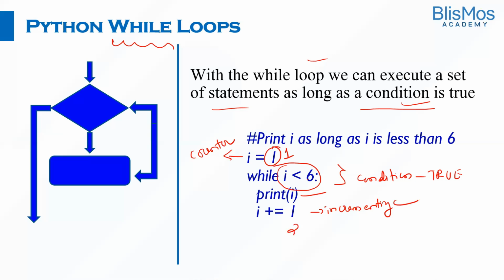Is 2 less than 6? Yes. Print. Then it will become 3. Then it will become 5. Until 5, this gets iterated. The moment it becomes 6, what happens is 6 is not less than 6, right? 6 is equal to 6. That is when it comes out of the loop. That is how while loops work.